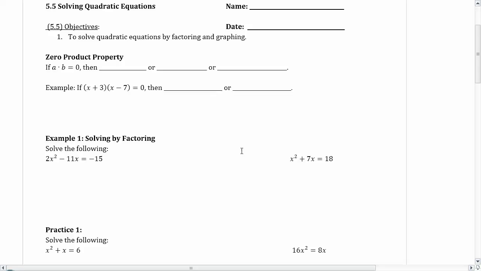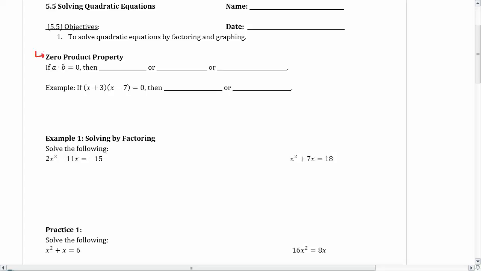So this is the first part of the notes on solving quadratic equations. And we're going to start off looking at something that should be pretty familiar, solving by factoring. But before we do it, let's look at what's the basis of solving quadratic equations this way. So we're going to look at something called the zero product property.